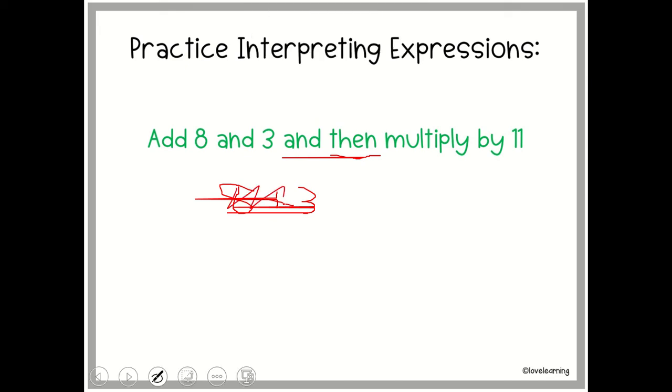Okay, so I have, let's see if I can write it again. 8 plus 3. There we go, that looks better. Okay, so I have 8 plus 3. So then it tells me, then multiply by 11. So that means I know I'm multiplying because it tells me right there, multiply by 11.